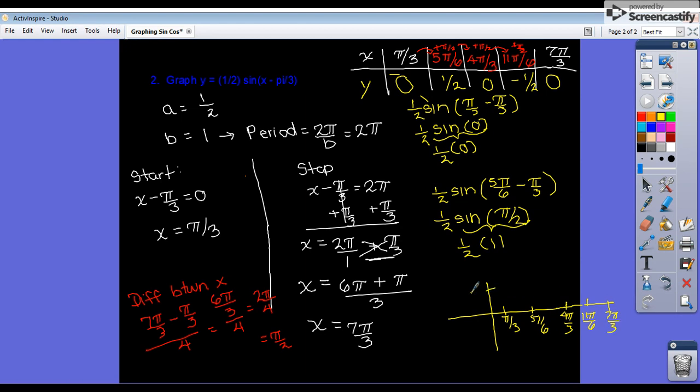We have 1 half and negative 1 half. Starting at pi over 3, it's going to be 0, then up to 1 half, 0, negative 1 half, and finally 0. So from there, you see your wave. This is one period. And from there, it'll just repeat. It'll keep going upwards and downwards, upwards and downwards.